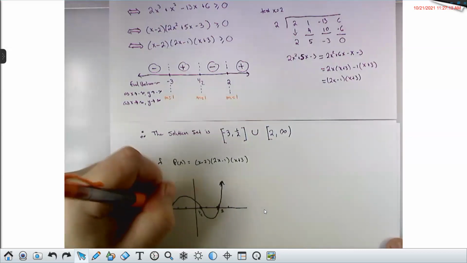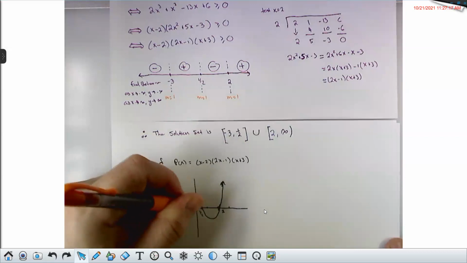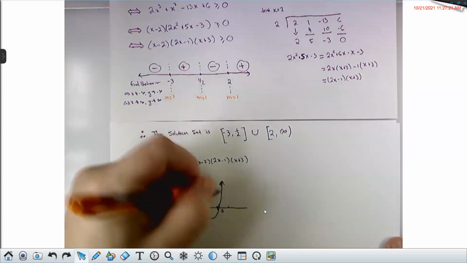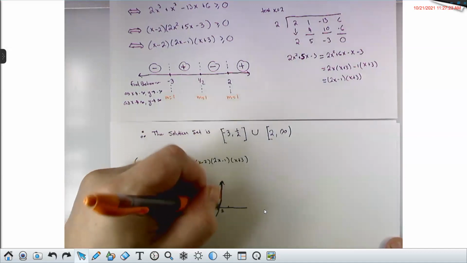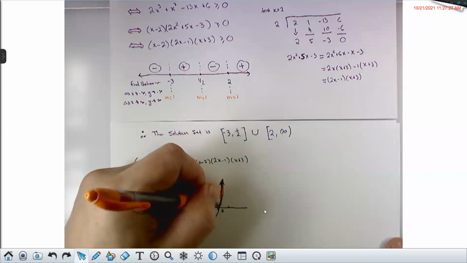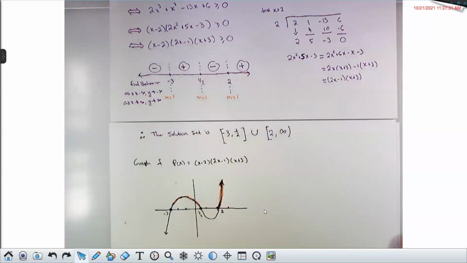This piece would be a part of my solution set in these x values, and this piece, so it's exactly what we thought, from -3 to 1/2 and from 2 to infinity.